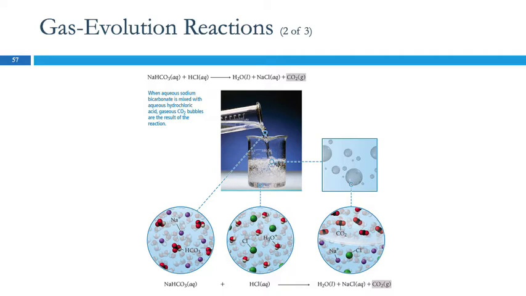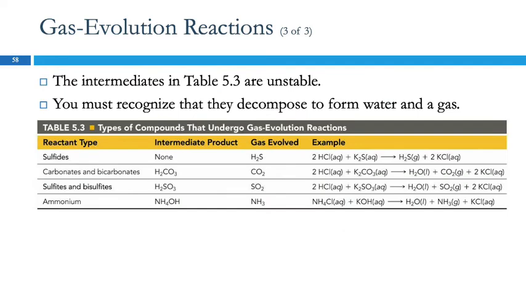This is a picture of this happening. They're mixing aqueous sodium hydrogen carbonate with aqueous HCl, and you get all this bubbling and fizzing because the carbonic acid is formed and then it decomposes into carbon dioxide and water, and so you see all these bubbles. So this is one, the H2S, I told you, we just need to remember that. And then these are the three that are unstable.